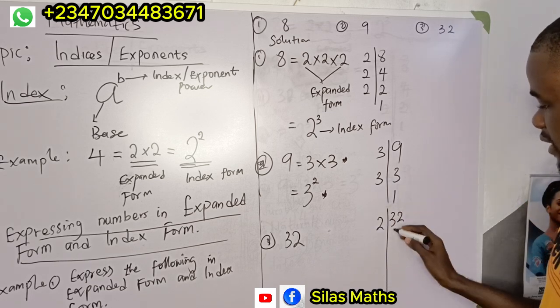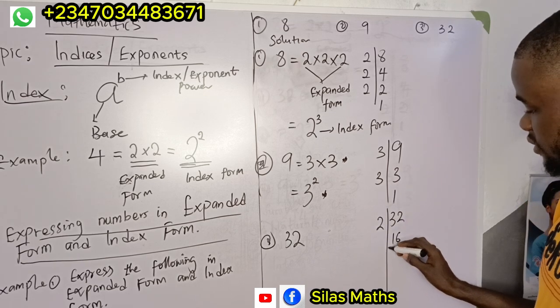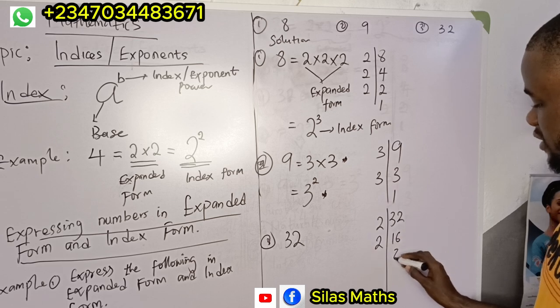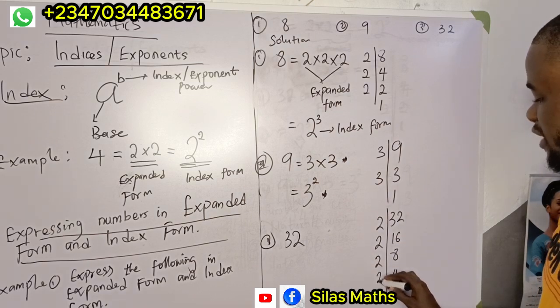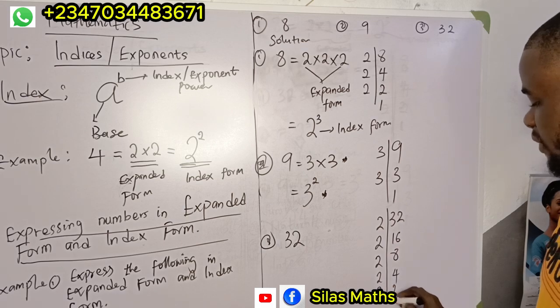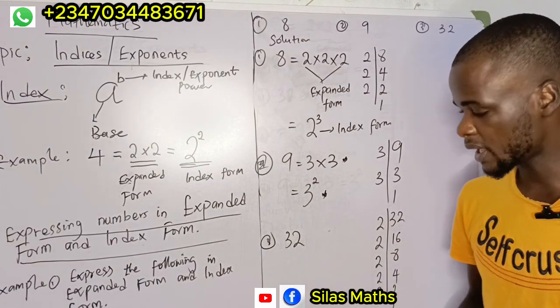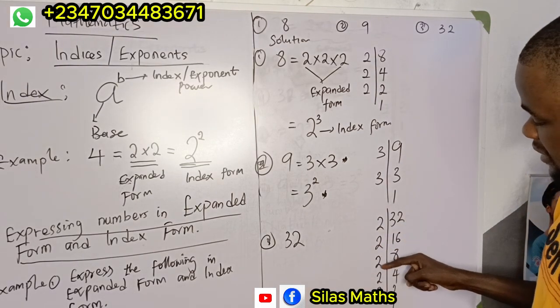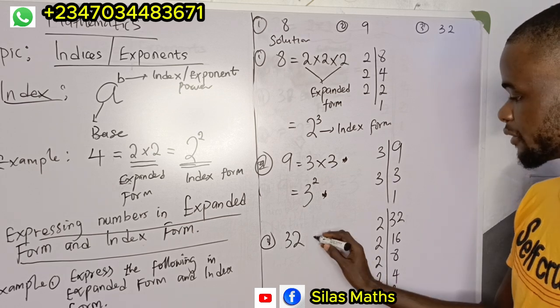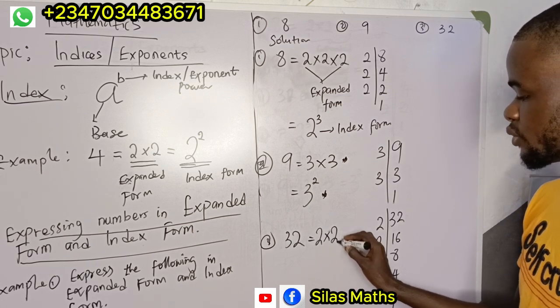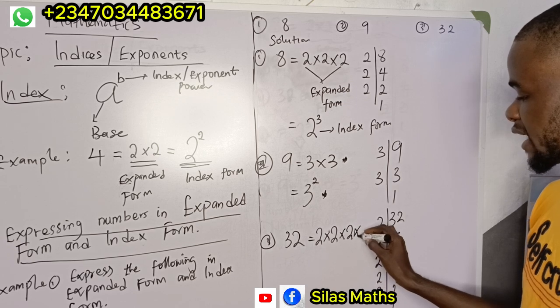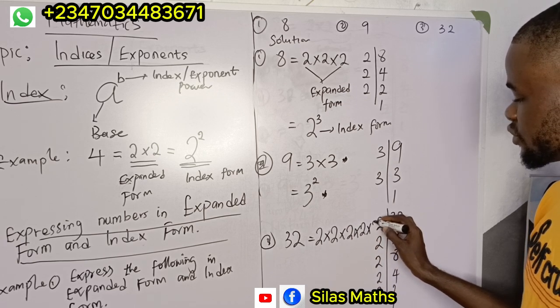2 into 32 will give us 16. 2 can go again, will give me 8. 2 can go again, will give me 4. 2 can go again, will give me 2. And 2 can go again, will give me 1. So how many 2s do I have? 1, 2, 3, 4, 5. So in expanded form, 32 becomes 2 times 2 times 2 times 2 times 2.